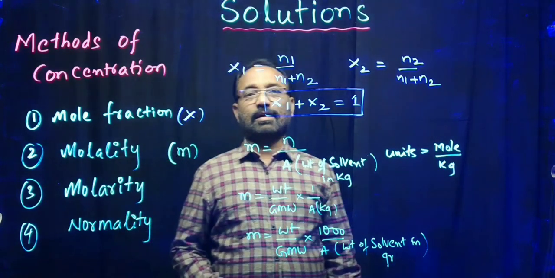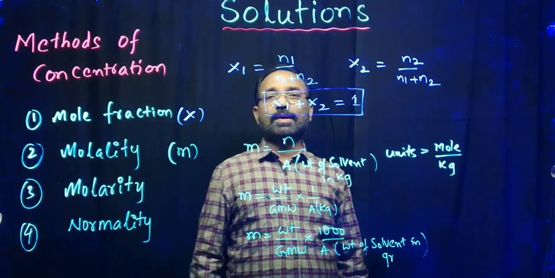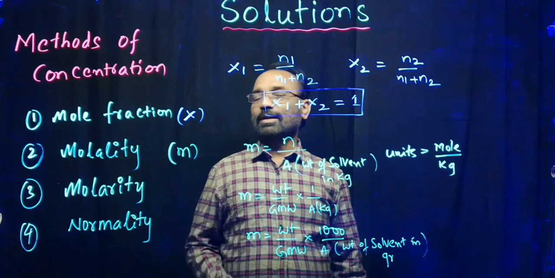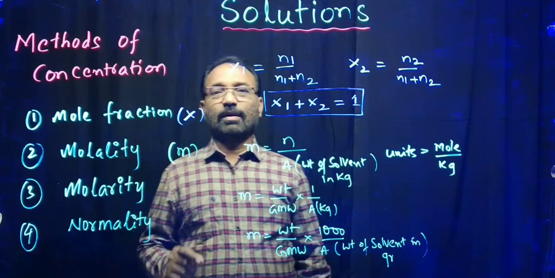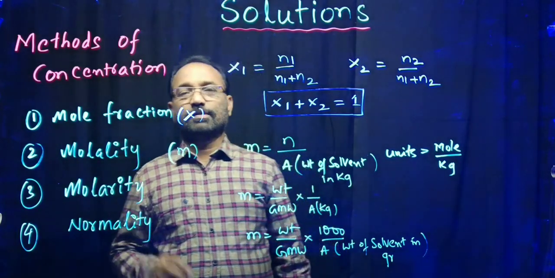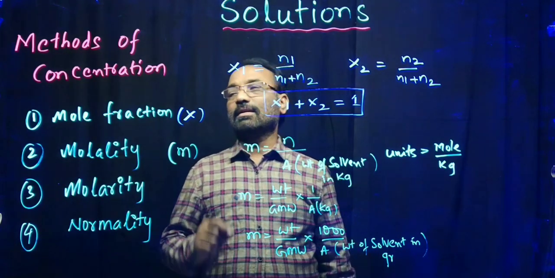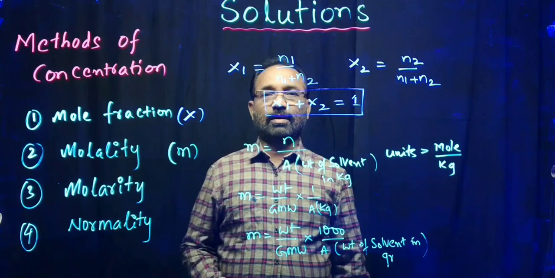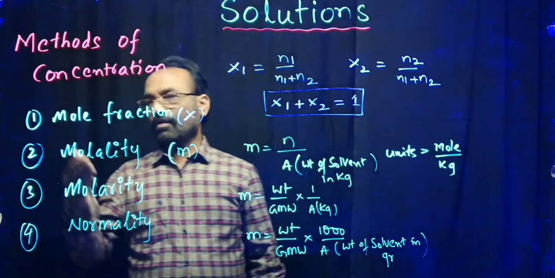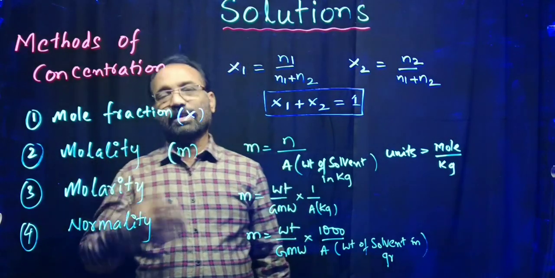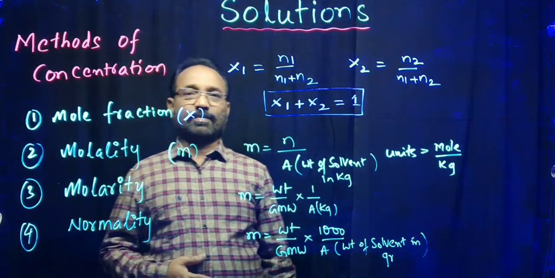Here the molality is independent of the temperature. Mole fraction is also independent of the temperature. So what is the concentration? The specified amount of a solute present in a specified amount of solvent or solution is called concentration. The different concentration methods are mole fraction, molality, molarity, and normality.